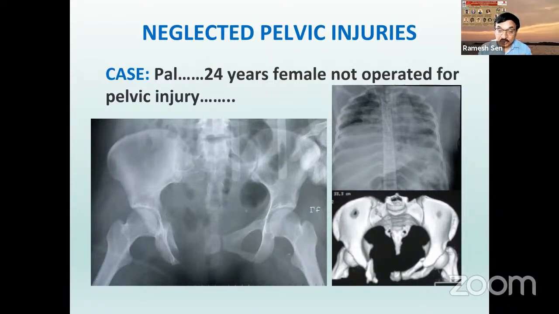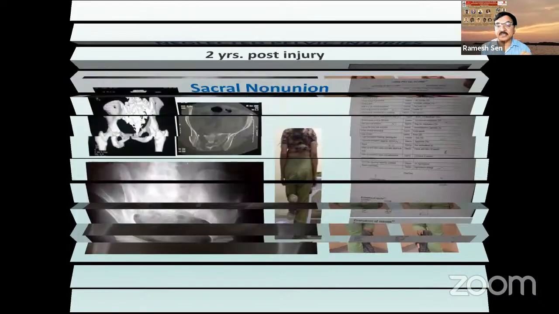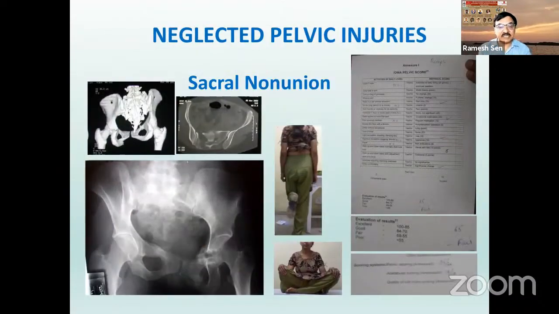But if you look here, the posterior side and anterior side, the anterior side injury is much more than the posterior side. So even after 2 years of the injury, in spite of the big anterior gap, she does not have any clinical problem in her abilities. So it's very important to perceive which inability is giving. Another patient with a sacral non-union.